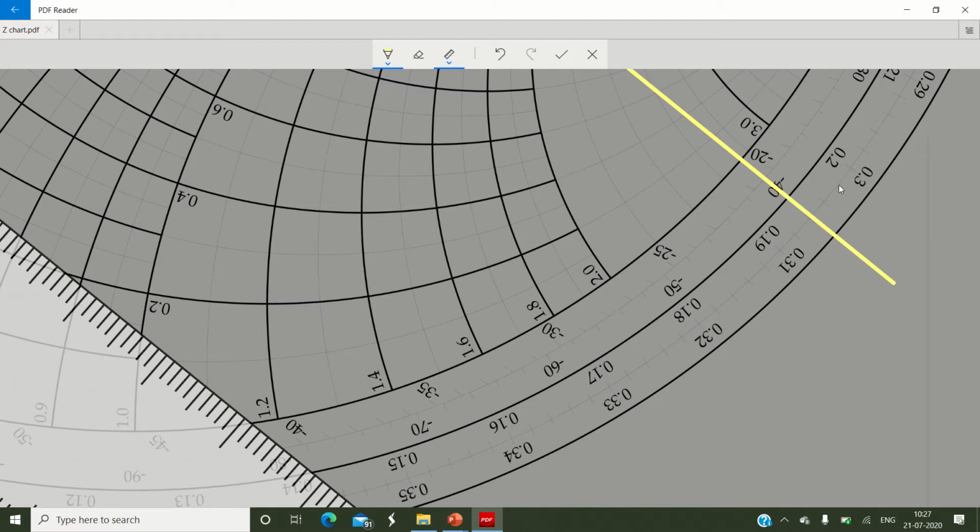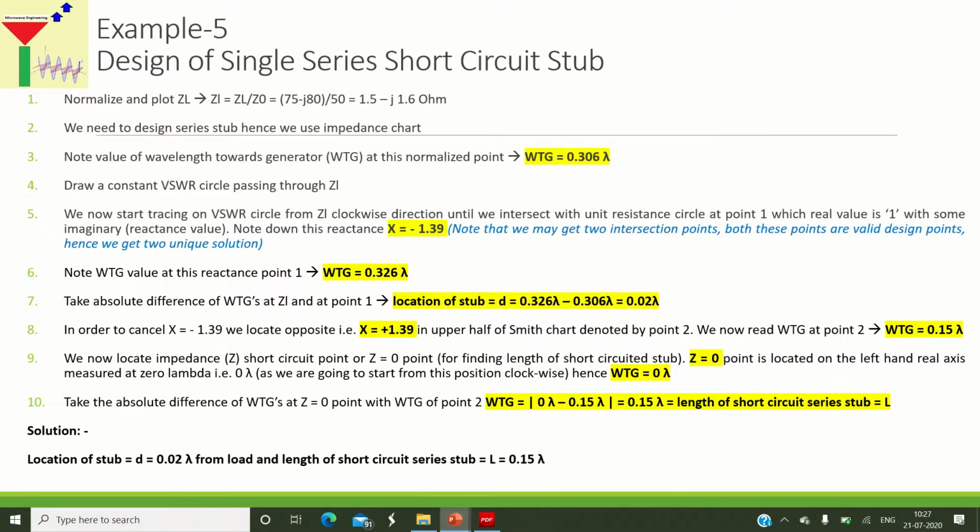Okay, so how many divisions after 0.3 is the yellow line crossing? 1, 2 and approximately 3. So this will be 0.302, 0.304 and 0.306. So what value will we get? The wavelength towards generator, we get WTG to be 0.306 lambda.